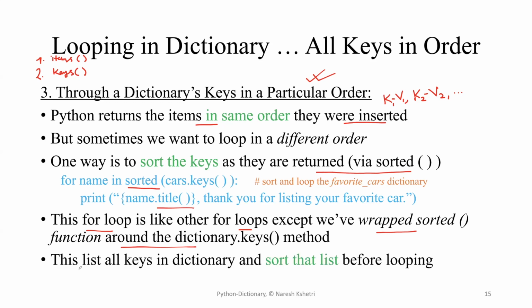So this lists all the keys in the dictionary. The dictionary is a collection of key-value pairs, and then we sort that list before looping because of the sorted method. Then the looping is the same as we did previously. I hope this theory section for the second and third looping was clear. We'll cover the fourth looping in the next video. Before that, we will quickly see the program implementation of the second and third ones, via the keys and via the keys in a particular order.